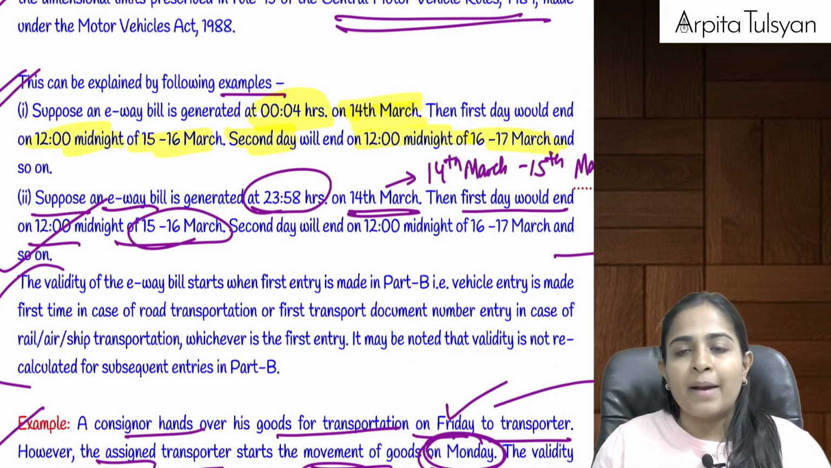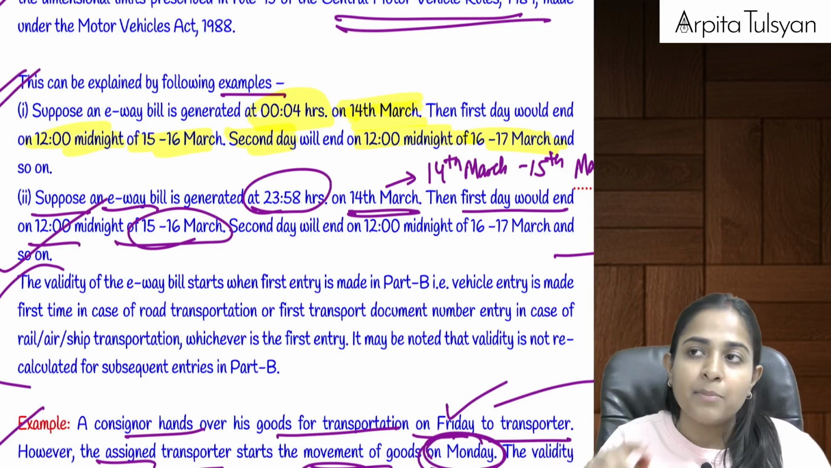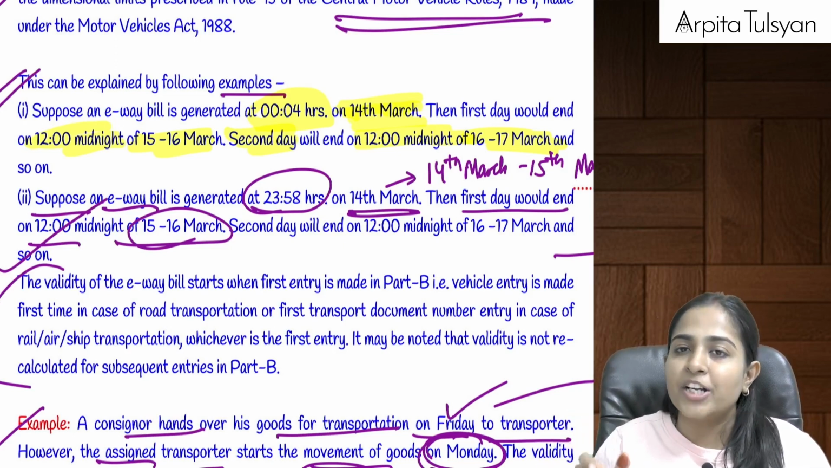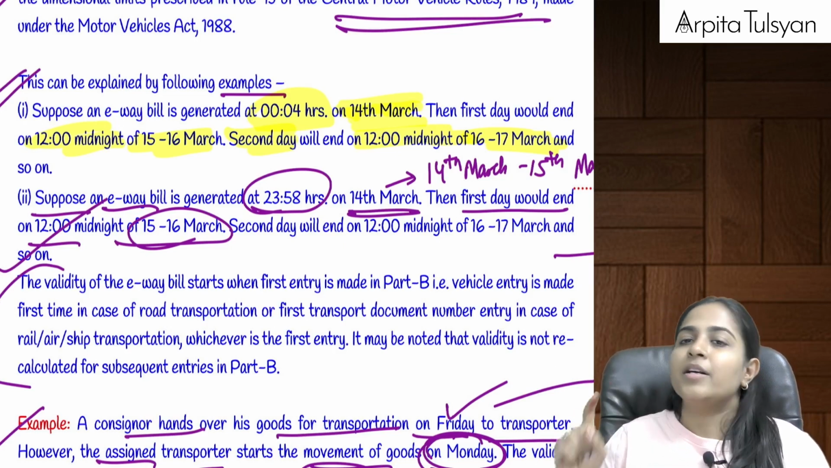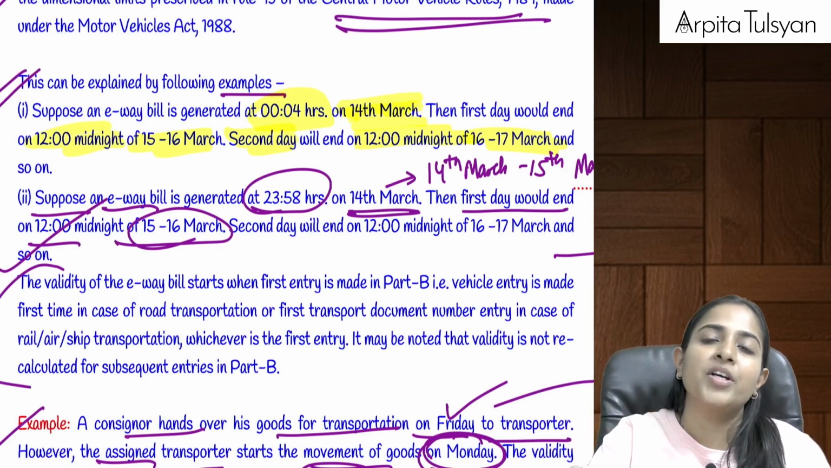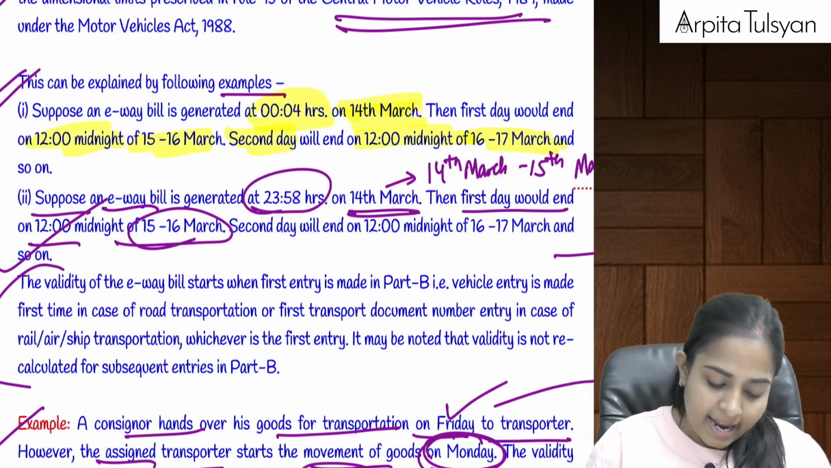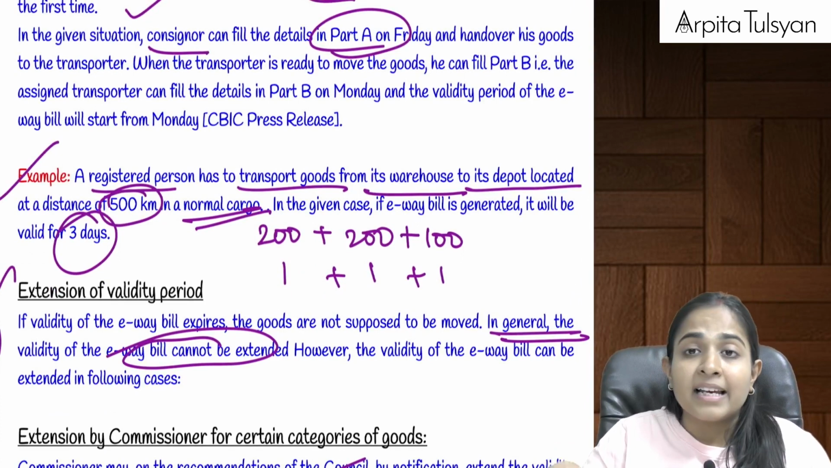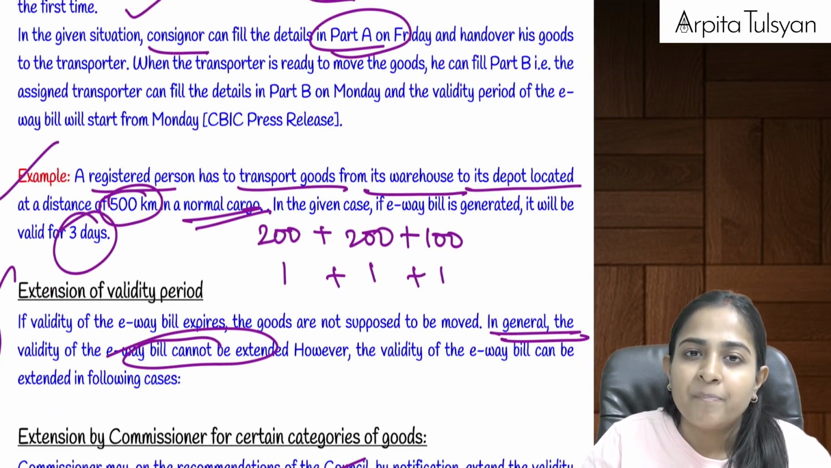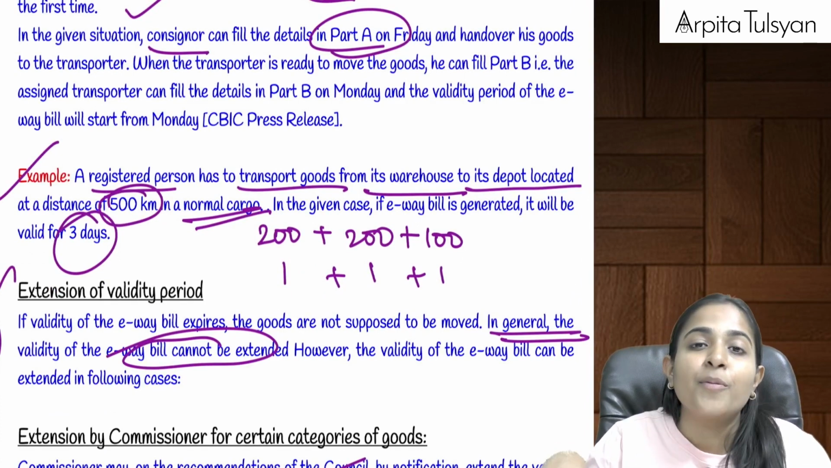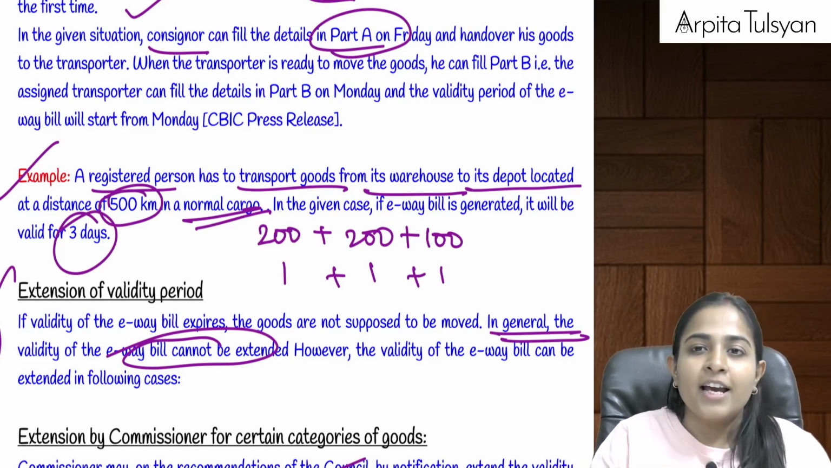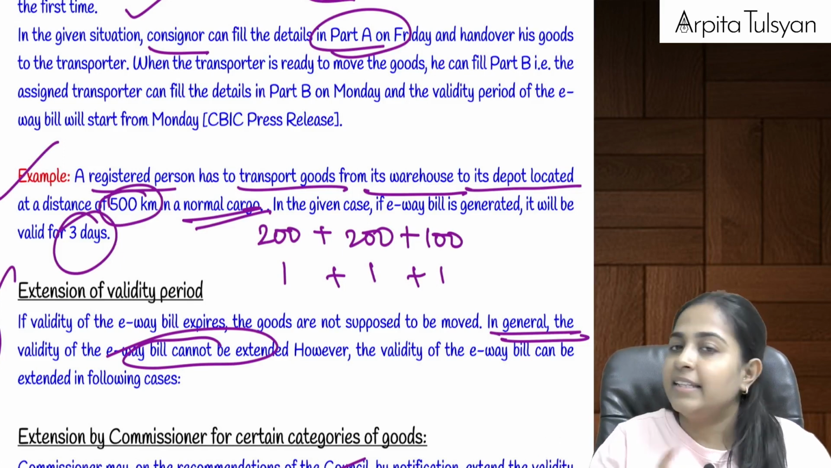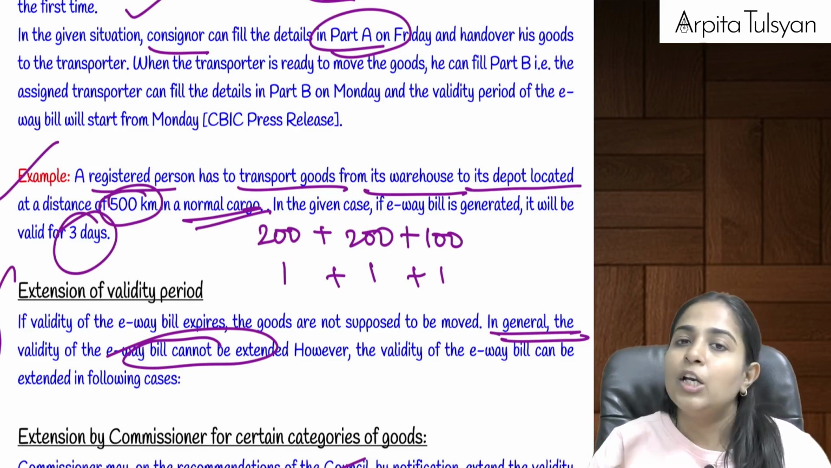In case of over-dimensional cargo or multimodal, where at least one leg is going to be done by transportation by ship, then up to 20 kilometers, 1 day, and for every 20 kilometers or part thereof, you are going to get one day extra. That is the time period, that is the validity of the e-way bill. What is the relevance of validity of the e-way bill? That the transportation of goods should be completed within that particular validity. If it is completed late, then the e-way bill is not valid.